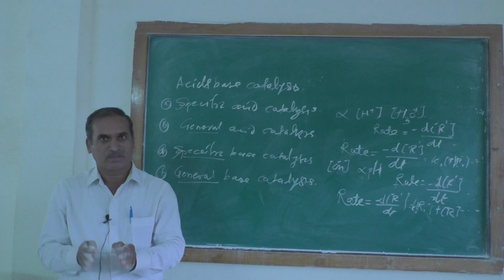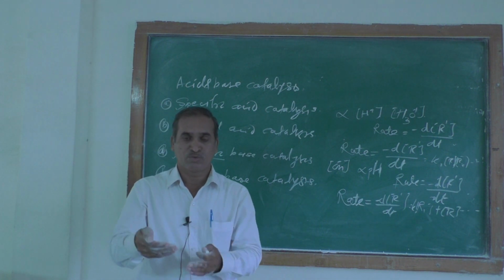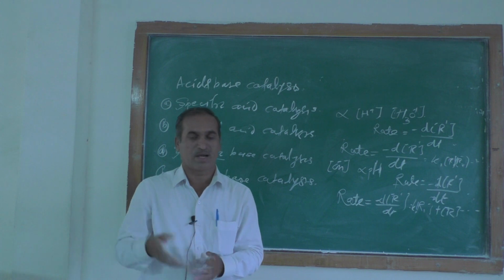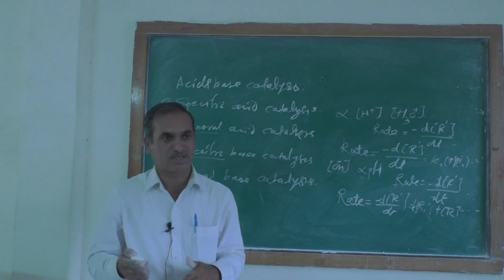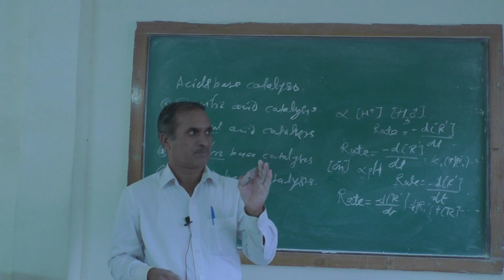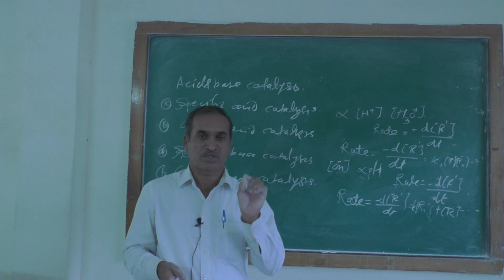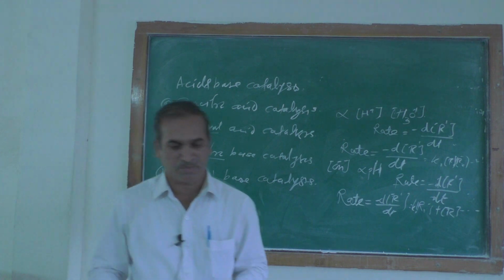So I think with this let us stop here today. Tomorrow we will start the next chapter, the second chapter. The name of that second chapter is stereochemistry of disubstituted cyclohexane. Let us stop today here.